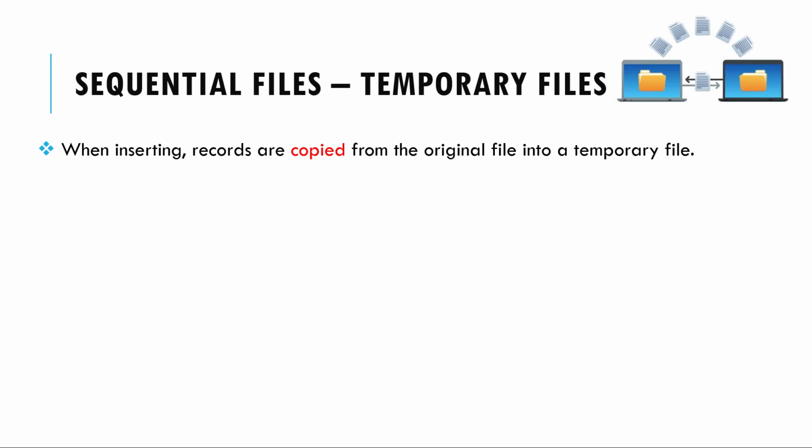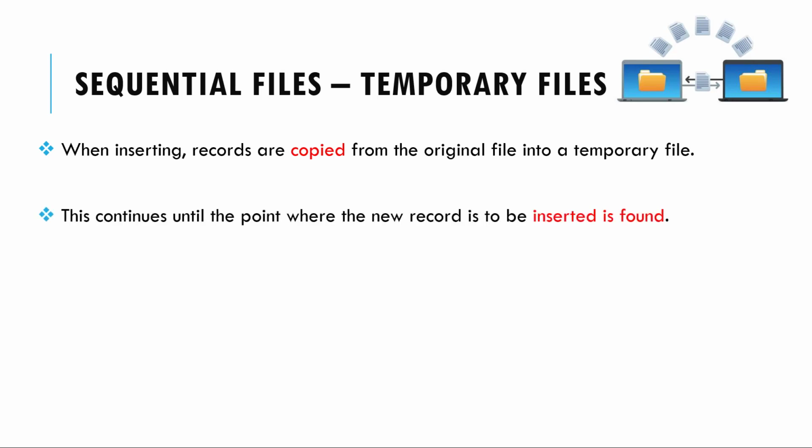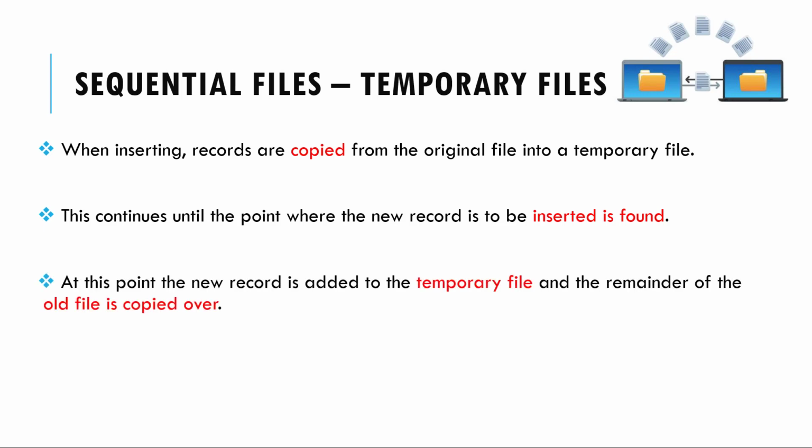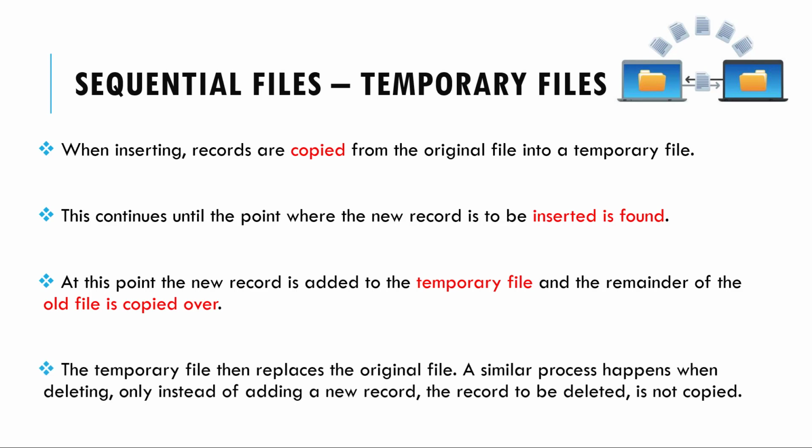So when inserting records, they get copied from the original file to the new temporary file. You copy all the records over one by one into a temporary file until the point of insertion gets found. When that point of insertion is found, you put in your new record, and then you copy across all the old records from the old file into your new temporary file. So in your temporary file now, you've got all your data plus the new inserted data, and the rest of the data as well. So you've still got your ordered file. And the only thing you need to do is delete your original, rename your temporary file, and then you're good to go.